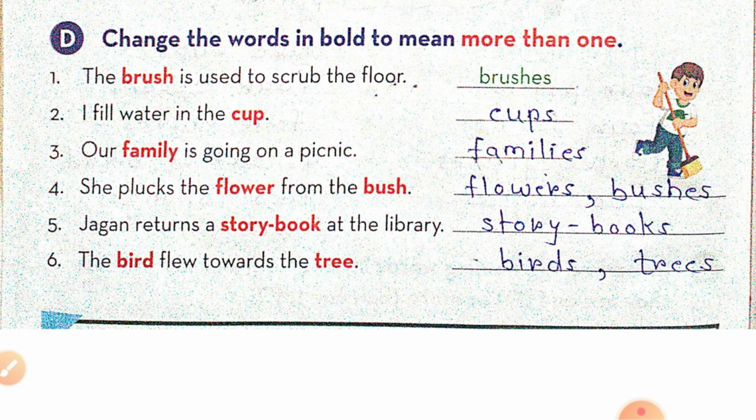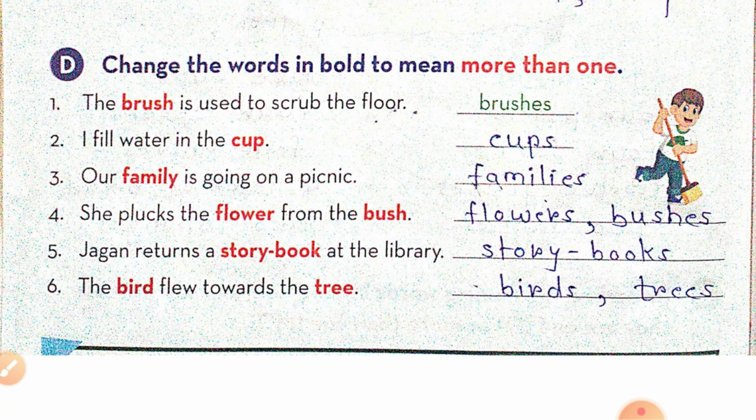She plucks the flower from the bush. Flower, flowers. Bush, bushes. Jagan returns a storybook at the library. Storybook means only one storybook. Here, storybooks means more than one. The bird flew towards the tree. Bird. In plural we say birds. Tree, trees.